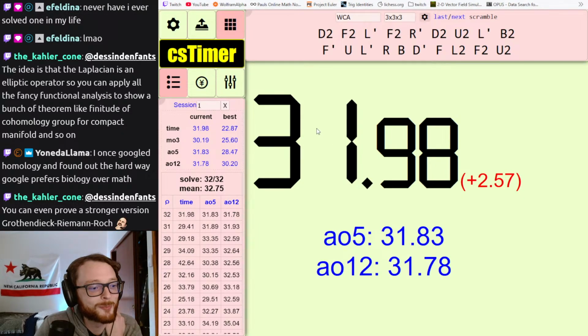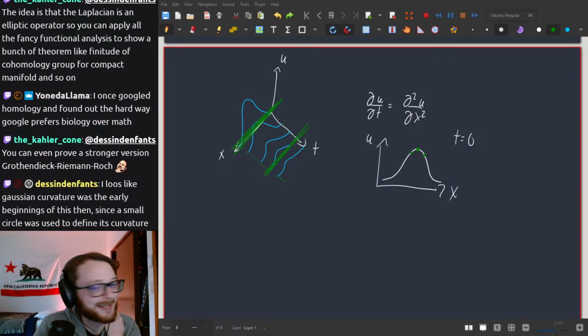He once Googled homology and found out the hard way Google prefers biology over math? Well, now I have to Google it. Oh, okay. I thought you were going somewhere dirty with this, but no. Okay, it is just an actual biology term.